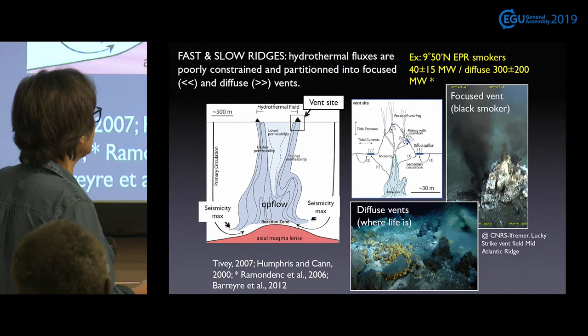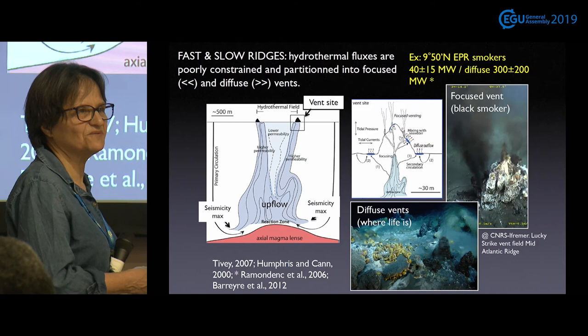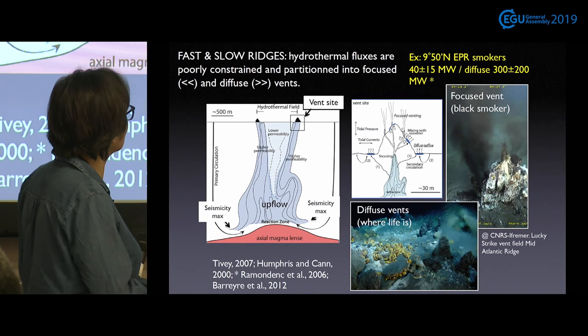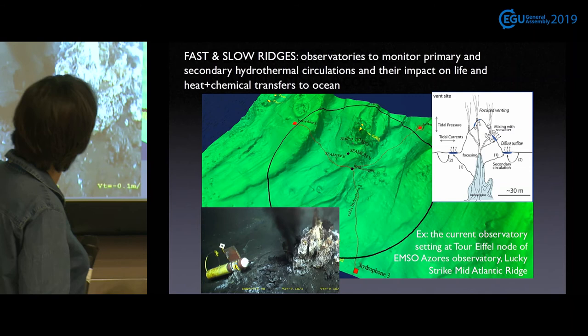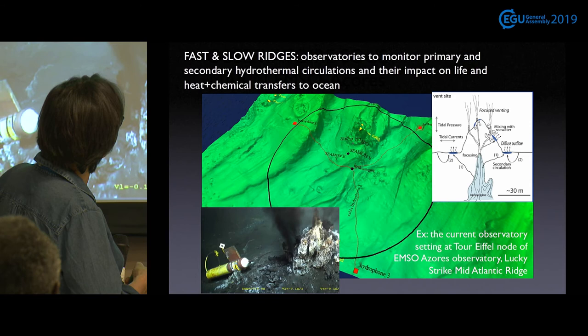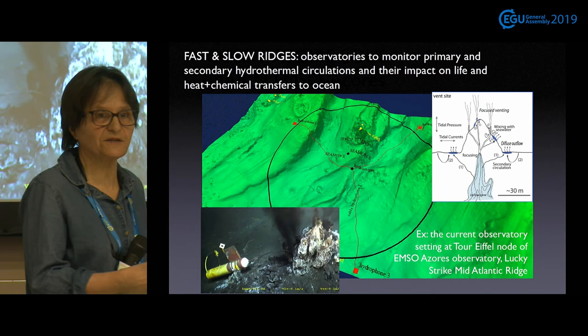And the other interesting thing about these diffuse venting areas is that it's where the life is, because the life is not associated with 350 degrees temperature, little metal-rich fluids. It's associated with these diffuse fluids. Okay? And so I just wanted to say that nowadays, to try to understand these processes, because these diffuse fluids are produced in very complex ways near the surface, we develop seafloor observatories with instruments to monitor these processes and try to understand them.